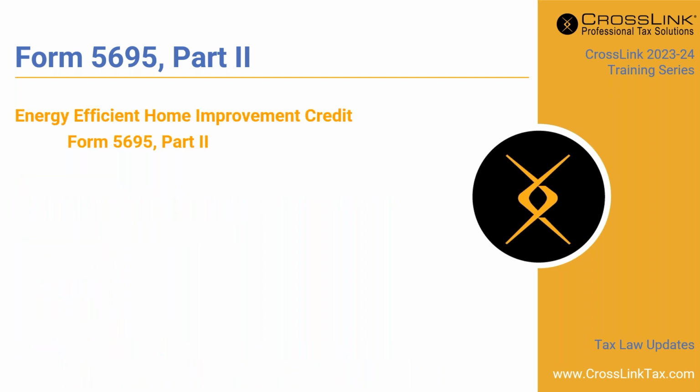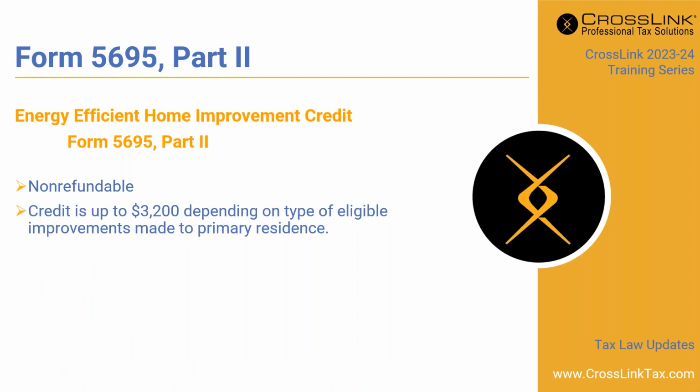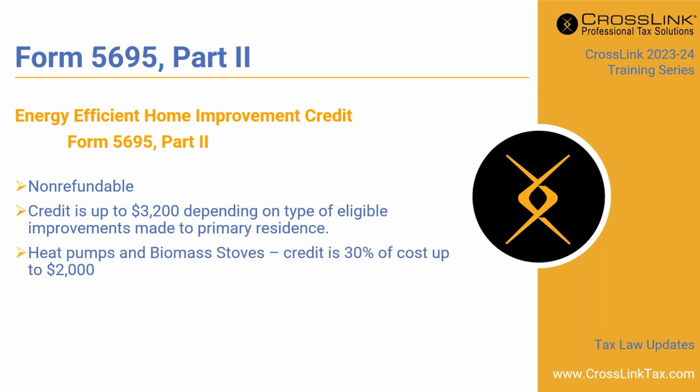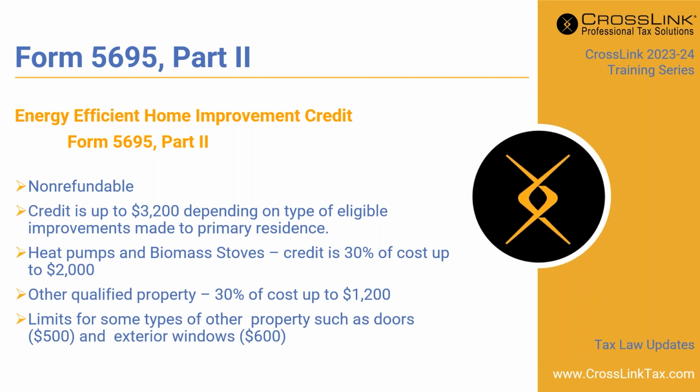Next, we want to talk about Part 2, and that's the energy efficient home improvement credit. First of all, again, non-refundable. Credit is up to $3,200 depending on type of eligible improvements made to the primary residence. What are we talking about? Heat pumps and biomass stoves, credit is 30% of the cost up to $2,000. Heat pumps are very popular, so this is one of the things that people will be considering. Other qualified properties will be 30% of the cost up to $1,200, and limits for some types of other property, such as doors, which can be $500, and exterior windows, which can be $600.